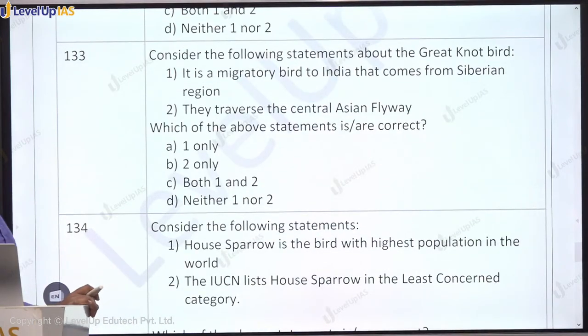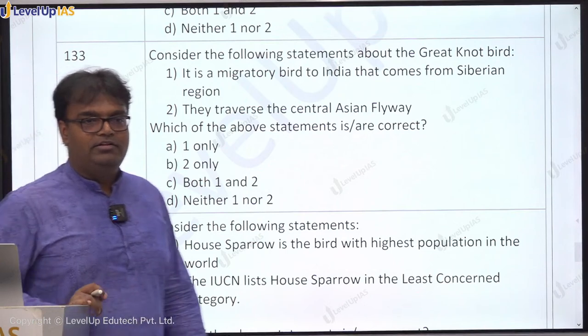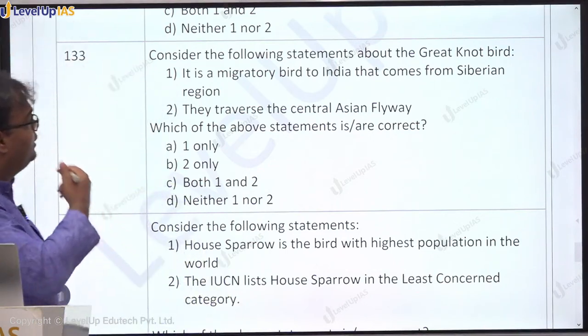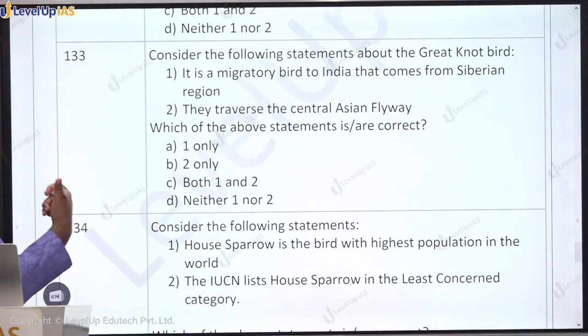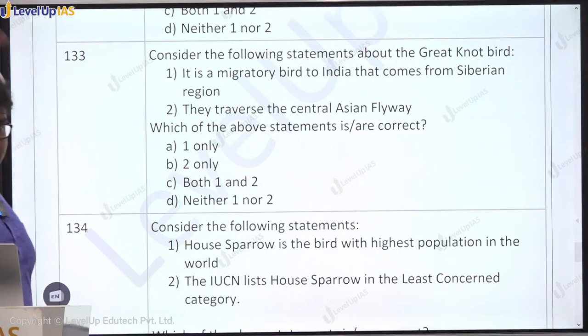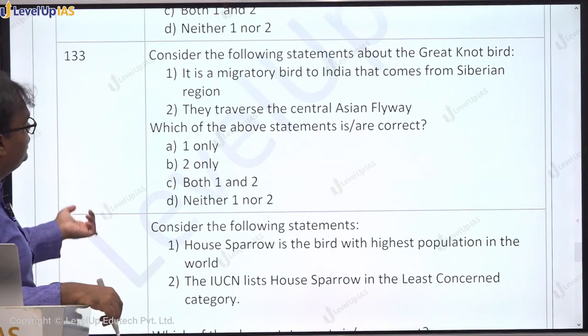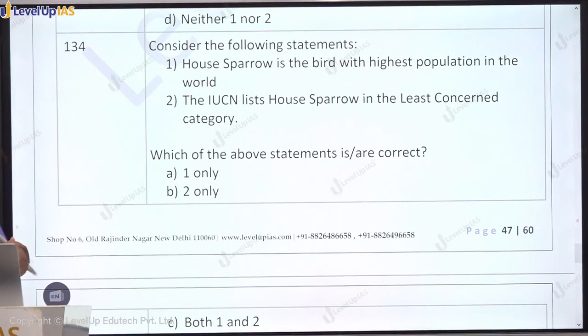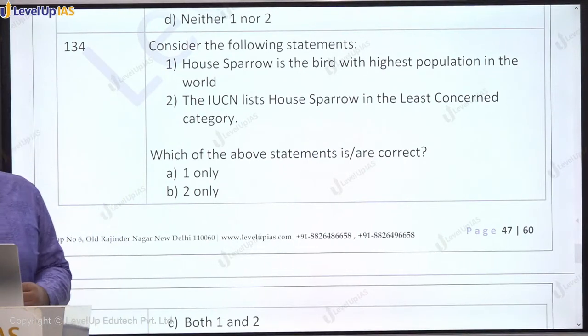133, Great Knot Bird. Humne Great Knot Bird padha tha, jiska wo ring was identified from Russia to here. It's a migratory bird to India and comes from Siberian region. Yes. They traverse the Central Asian Flyway. Yes, Central Asian Flyway. Okay. C. 133 C. 134. 134, bataiye.